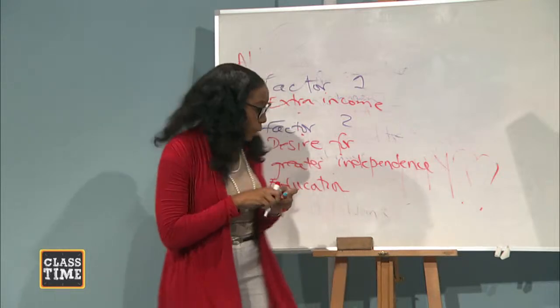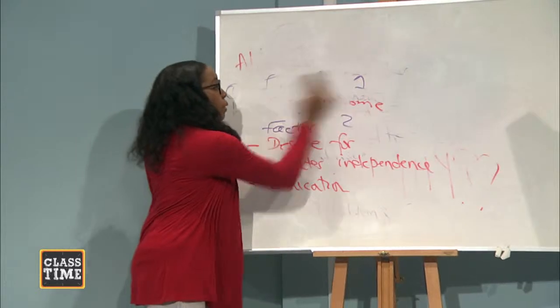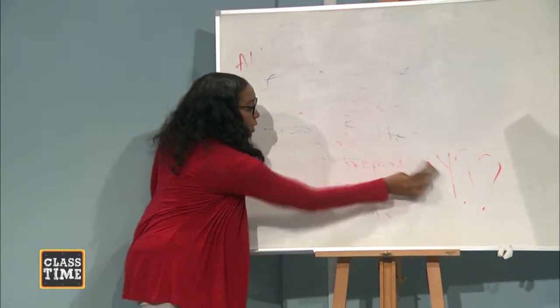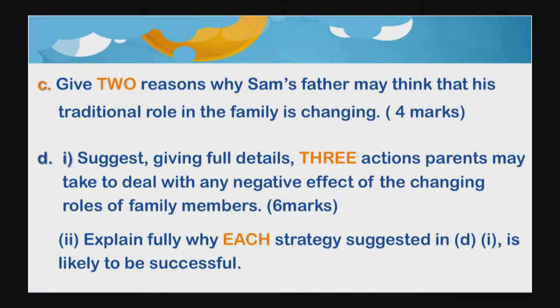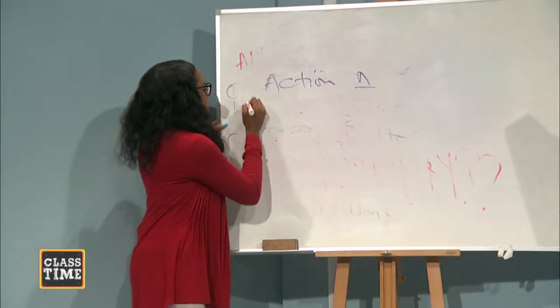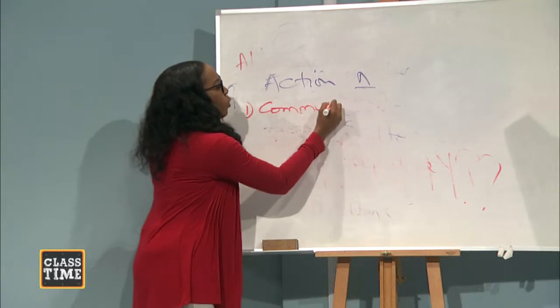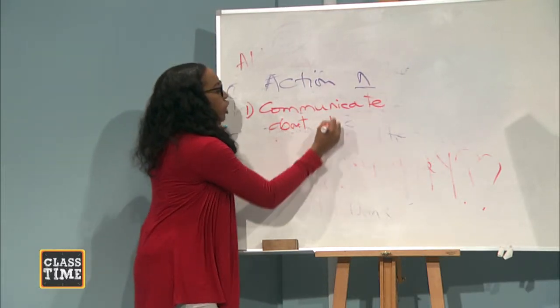And again, you have to ensure that you write in sentences. Very good. So, you write your 3 factors. You're going to make sure that, action 1, CSEC gives it to you as I say. Action 1, I would say, ensure that they communicate effectively about the changes taking place. So communicate, very good, about the changes.